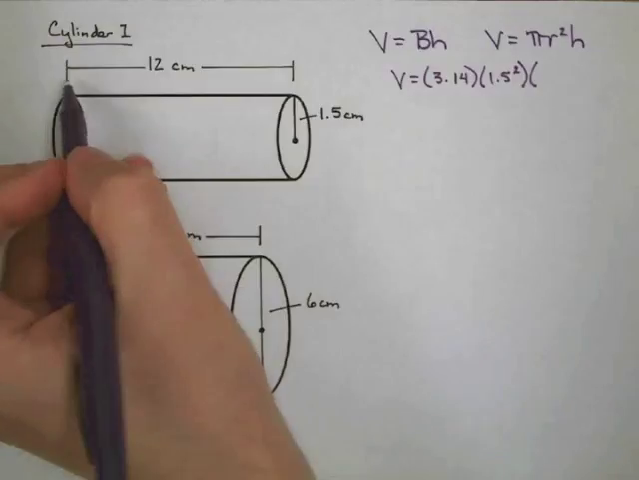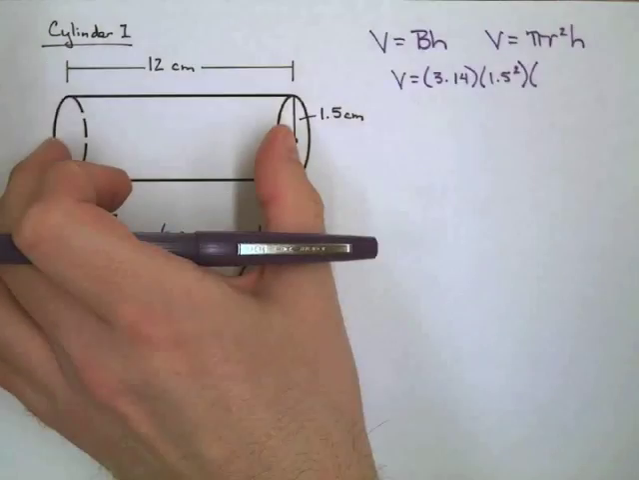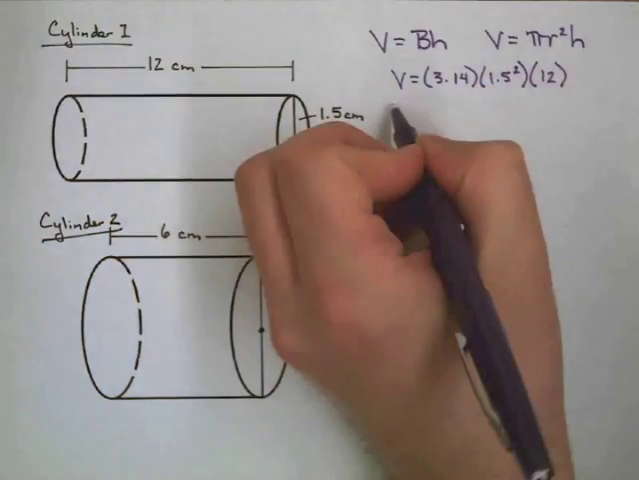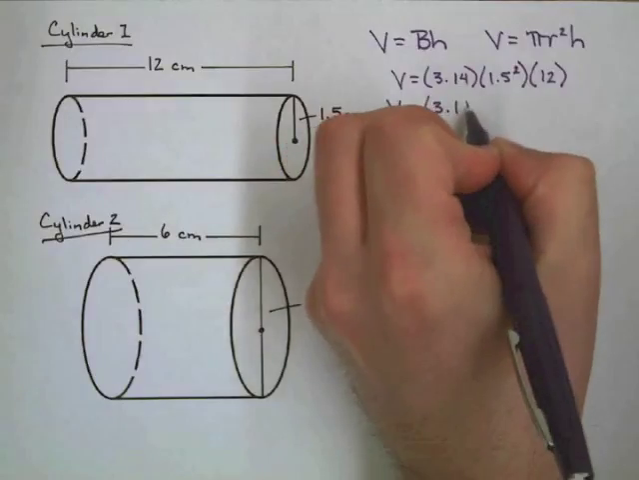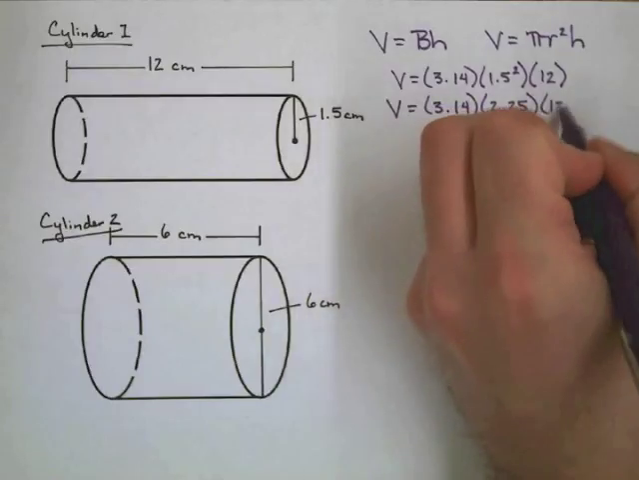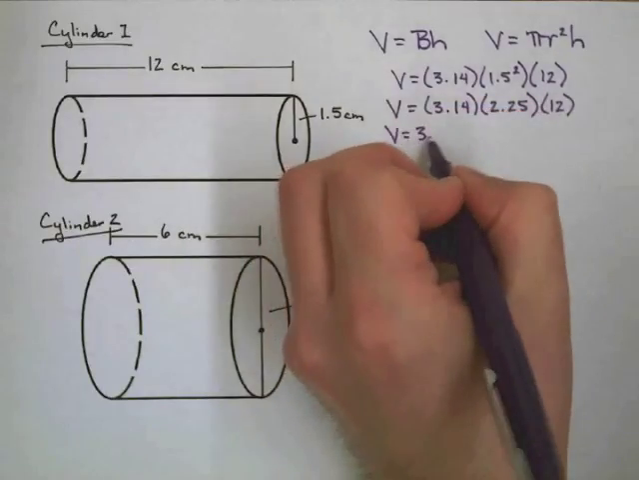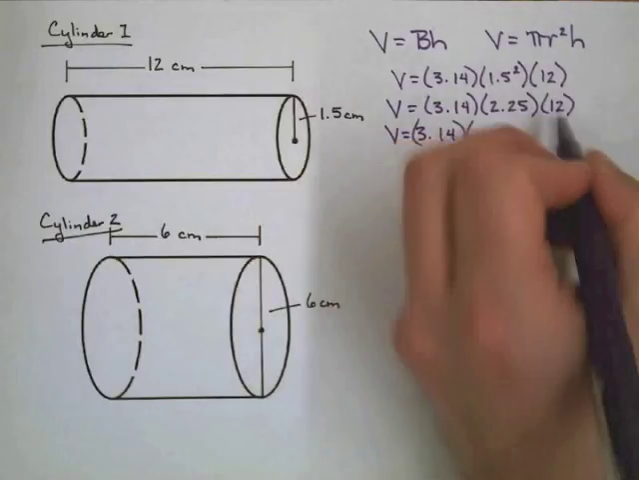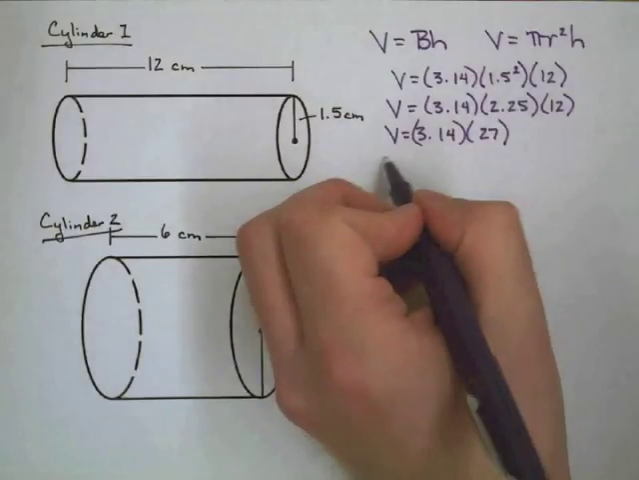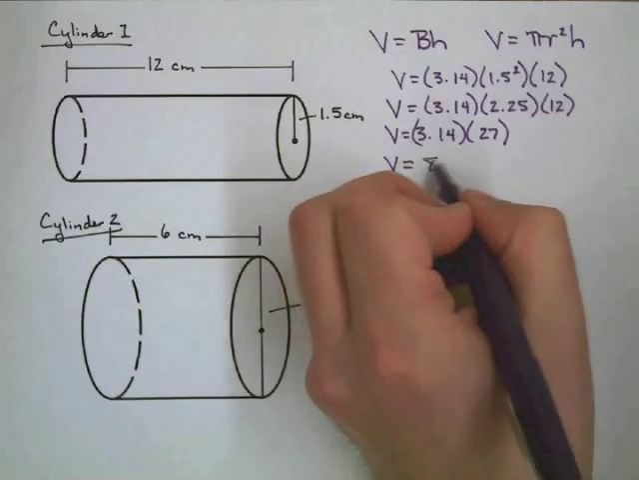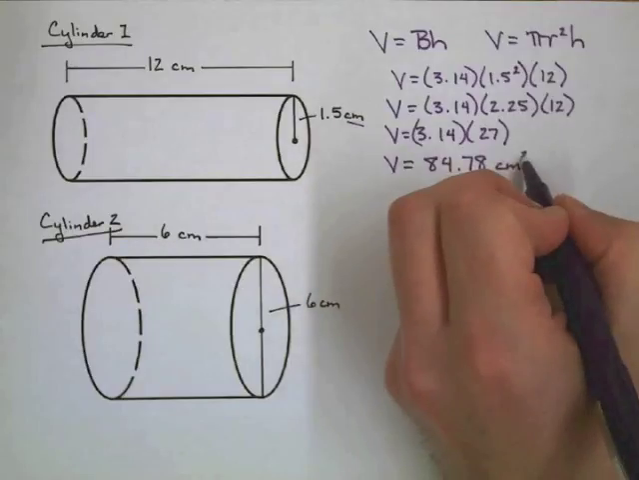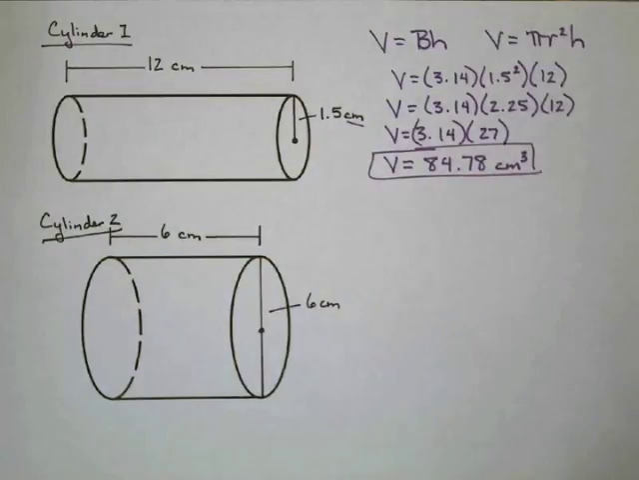And our height, this time we've just taken our cylinder and laid it on its side. So the height is this distance here, which is 12. So we have 3.14. 1.5 squared is 2.25 times 12. So 3.14. 2.25 times 12 is 27. And 27 times 3.14 is 84.78 cubic centimeters. So cylinder 1 has that volume.